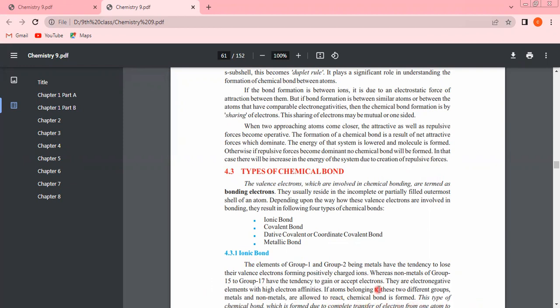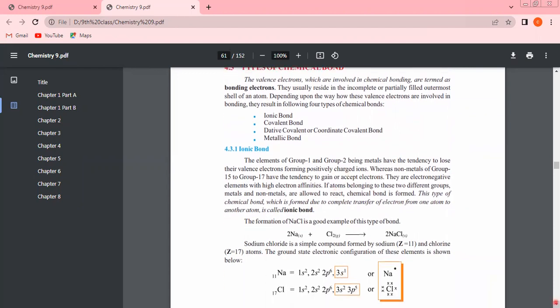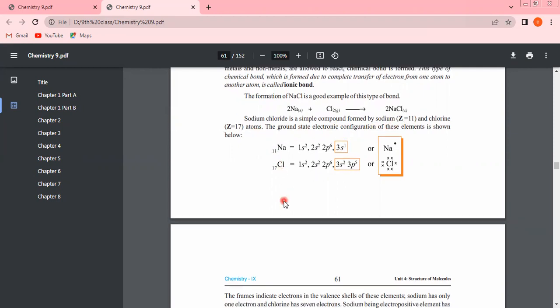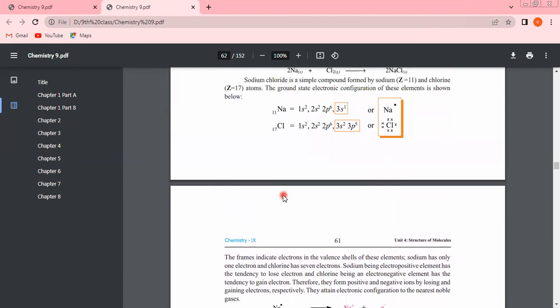This type of chemical bond, which is formed due to complete transfer of electrons from one atom to another atom, is called an ionic bond. The formation of NaCl is a good example of this type of bond. Sodium chloride is a simple compound formed by sodium (Z equals 11) and chlorine (Z equals 17) atoms. The ground state electronic configuration of these elements is shown below.